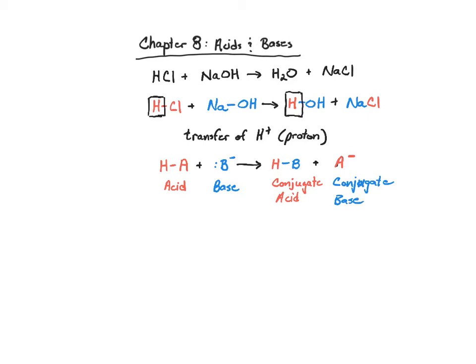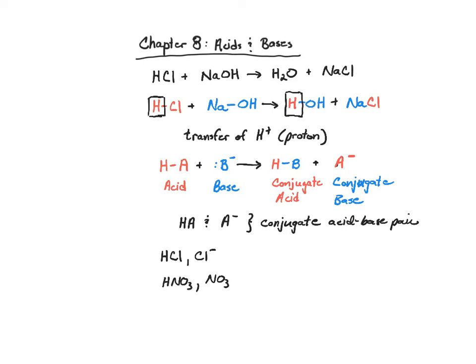So we can say that HA and A- are a conjugate acid-base pair. If we were to look at something like HCl, its conjugate base is going to be Cl-. Or if we're looking at something like HNO3, it would be NO3-. These are all conjugate acid-base pairs.